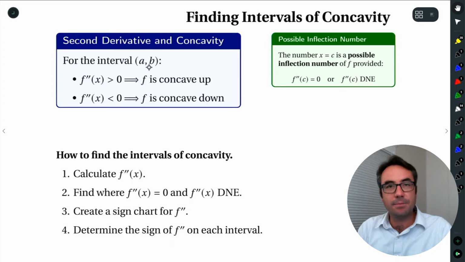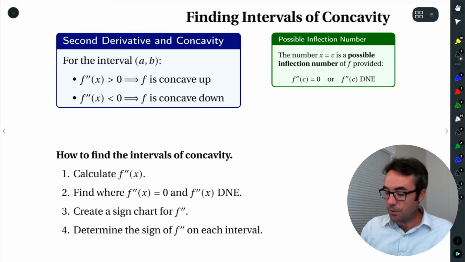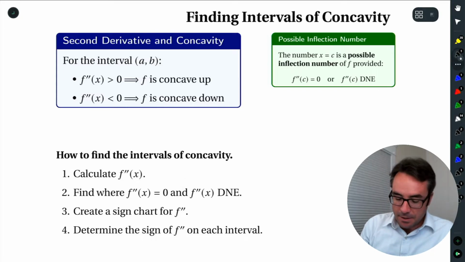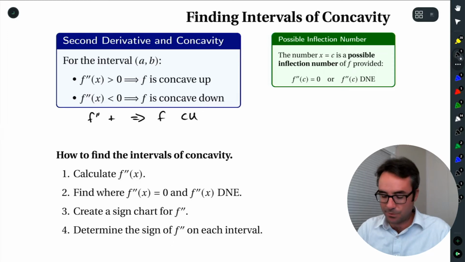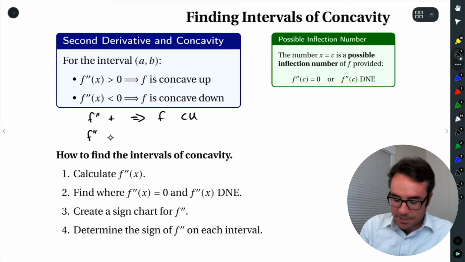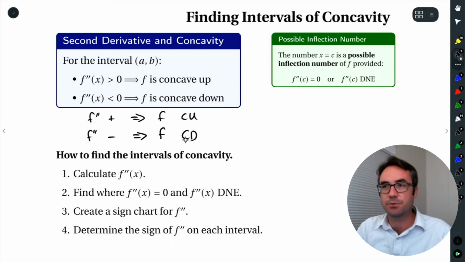For an interval from a to b, if the second derivative is positive on that interval, so greater than 0, then our function is concave up. If the second derivative is negative on that interval, then our function is concave down. So as shorthand, if the second derivative is positive, then our original function is concave up, and a lot of times throughout this we'll be abbreviating concave up as CU.